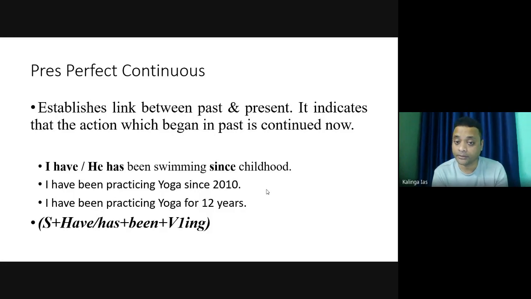Please remember this. Starting time we talk about, we use since. Total time when we talk about means 2 hours, 12 years, 10 years, 6 months, 2 weeks. It is about total time.